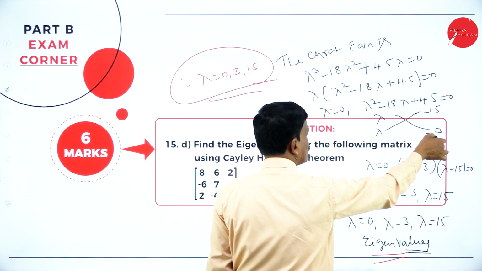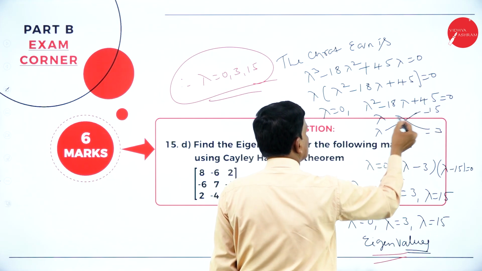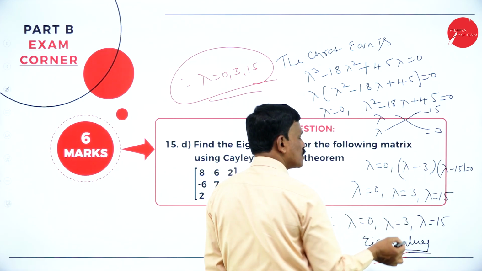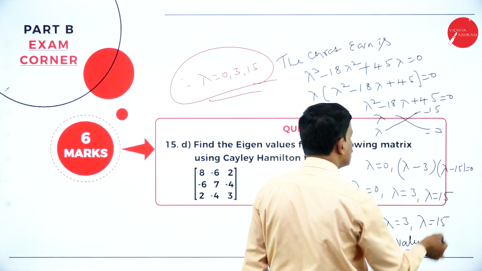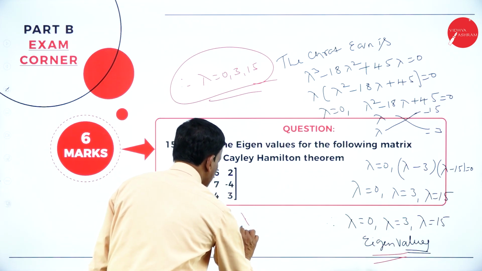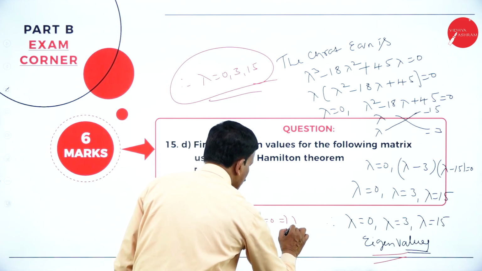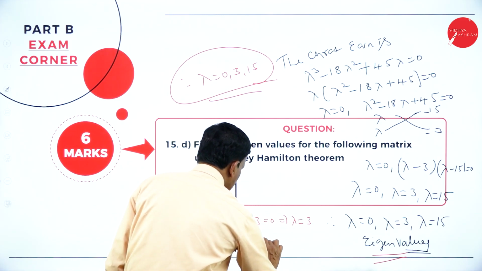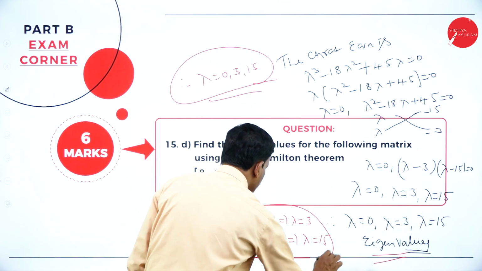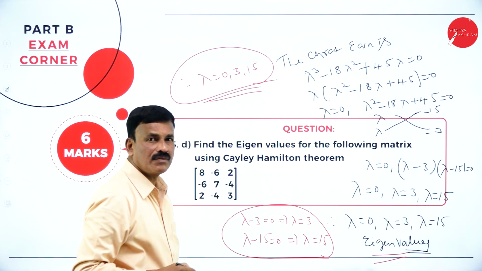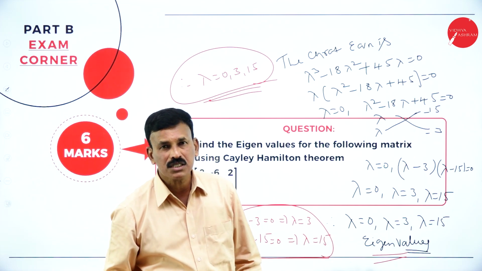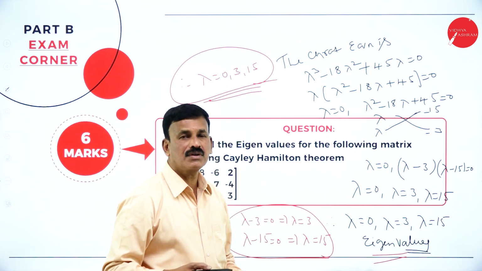Factorize it. 15 3s are 45, minus into minus plus. The factors are lambda minus 3 into lambda minus 15. So lambda minus 3 is equal to 0 means lambda is equal to 3. Lambda minus 15 is equal to 0 means lambda is equal to 15. So therefore 0, 3, 15 are the eigenvalues, or they are also called the characteristic roots for the given equation. This is a very important type.